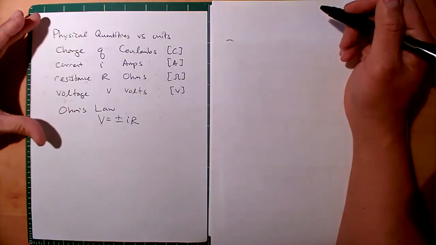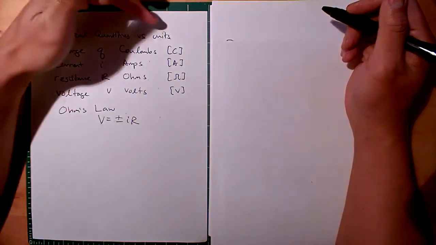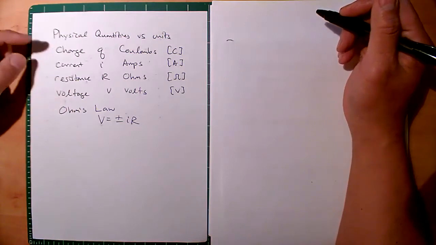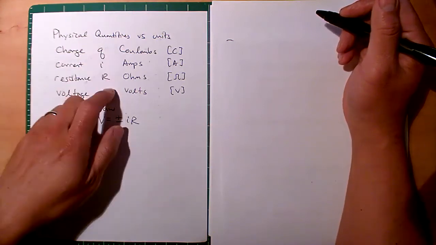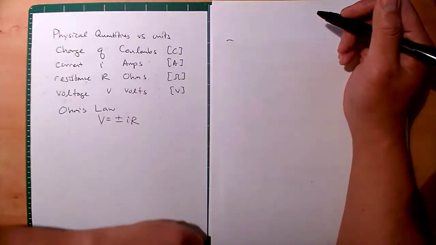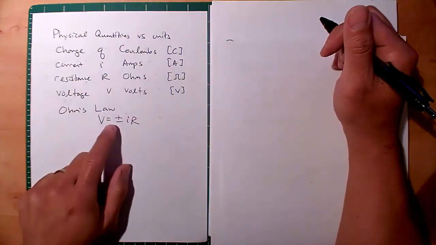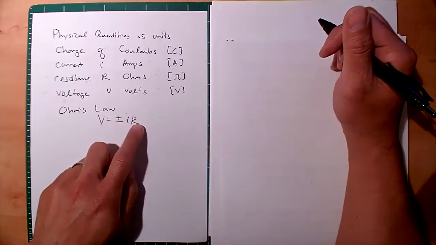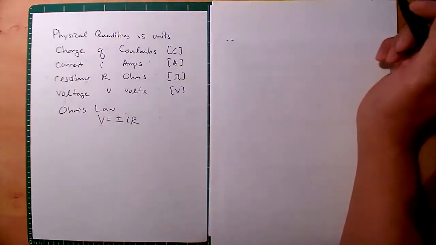And today, what we are going to cover is the difference between physical quantities and units. And then we're going to talk about these four physical quantities: charge, current, resistance, and voltage. These are the symbols, these are the units. And then we're going to tie it all together with this very, very important law, Ohm's law, V equals plus or minus IR, and that plus or minus is very important, which is current and resistance. So voltage equals plus or minus current times resistance.